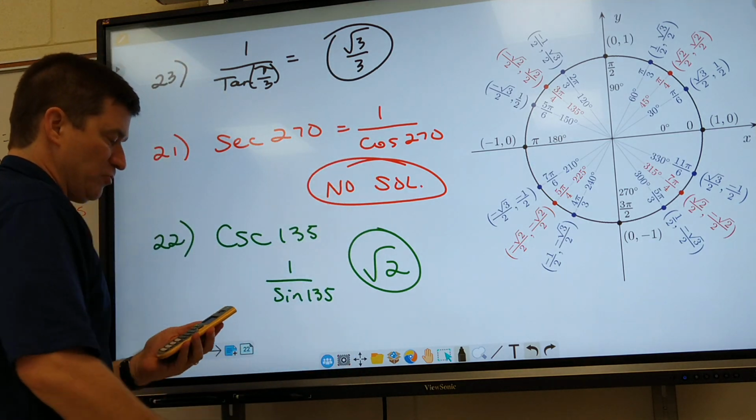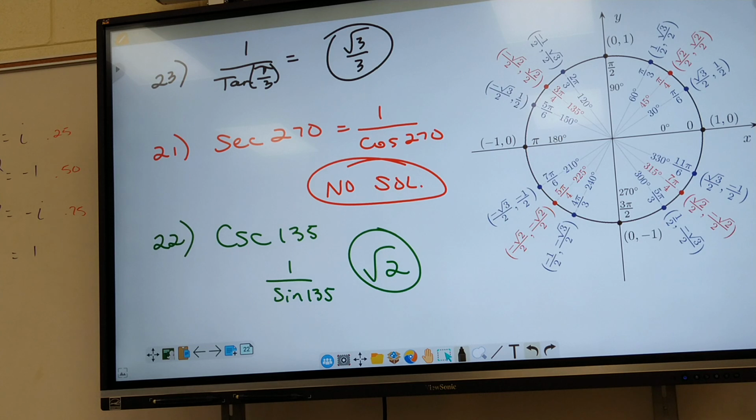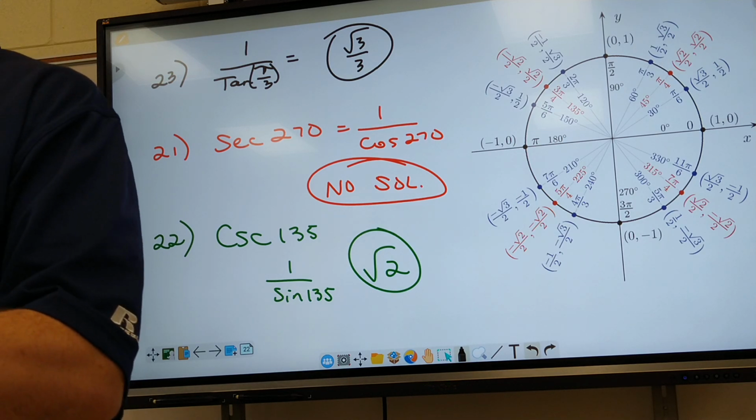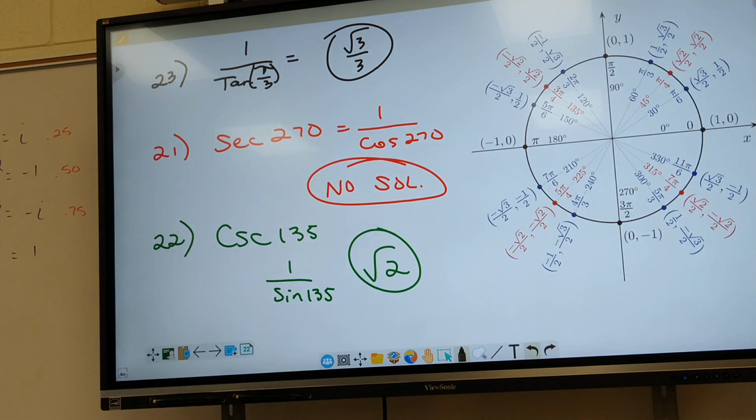Now, if everybody would reset your calculator so it goes back in degree mode, that way nobody will mess up next week. All right, we're going to stop there. We'll pick up on 24. We'll finish the rest of this packet Monday, and then Tuesday we'll start on another packet. And we'll turn these packets in. Remember, I'm giving y'all grades for this.